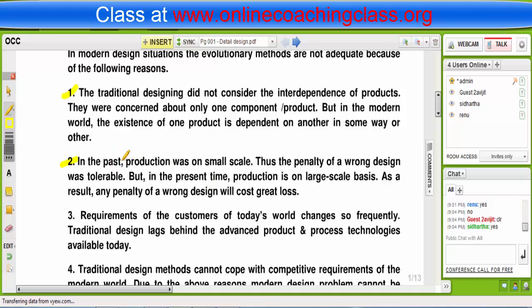In the past, production was on a small scale. That means, on a day-to-day basis, very small scale production was done. Thus the penalty of a wrong design was tolerable. If anything went wrong because of the design engineer, it could be tolerated. But nowadays large scale production is done. That is why if a designer makes any mistake, they have to pay a much larger penalty. Now is it clear?